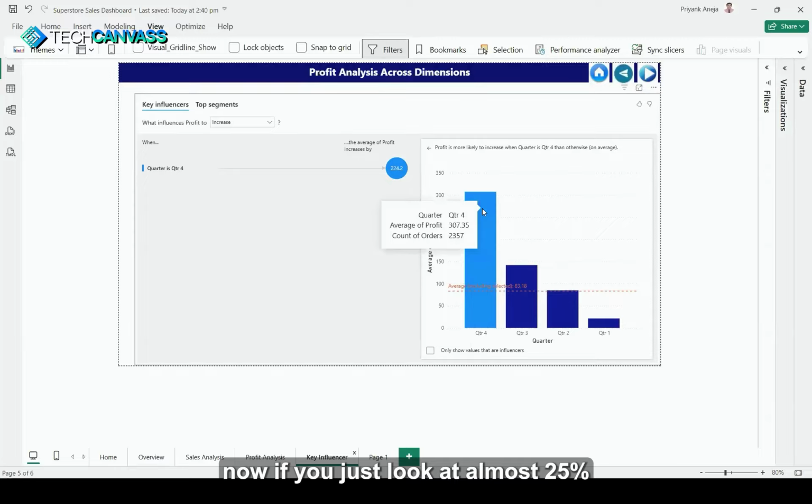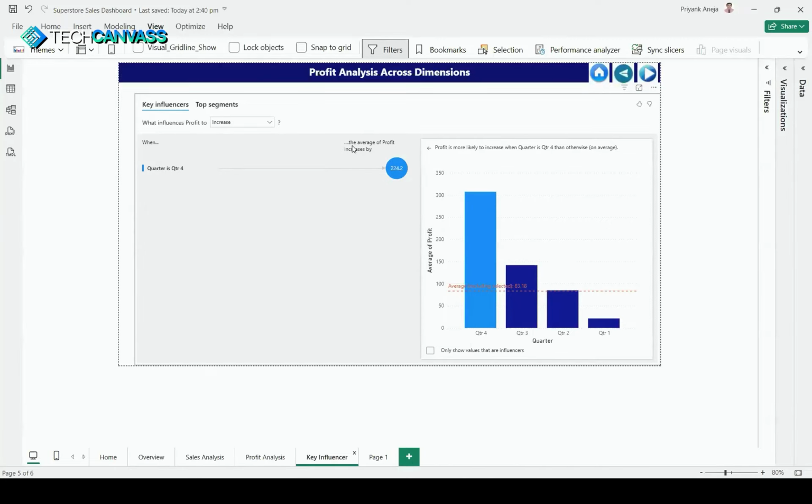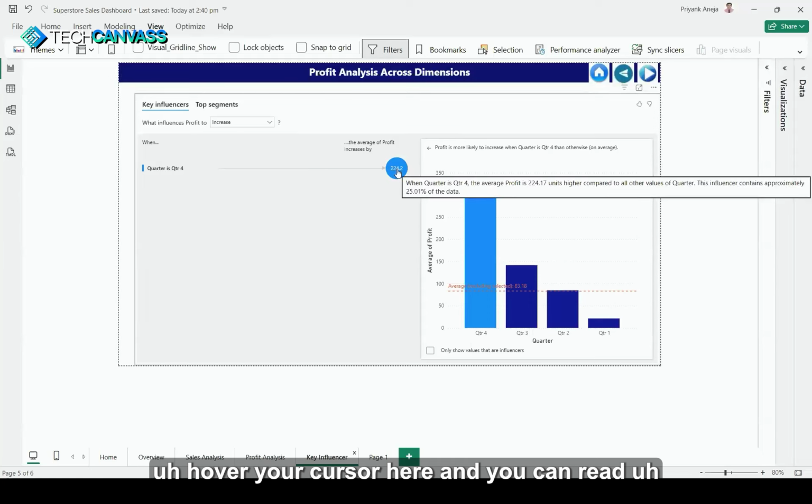Now, if you look at almost 25%, this is the insight you are getting. If you hover your cursor here, you can read that Quarter 4 is basically considering almost 25% of your data, analyzing 25% of your data and giving you these insights, which is a huge amount of data. You need not analyze it. You just need to put this data into a graphical manner and see which factors are influencing your data more, and accordingly you can take decisions.